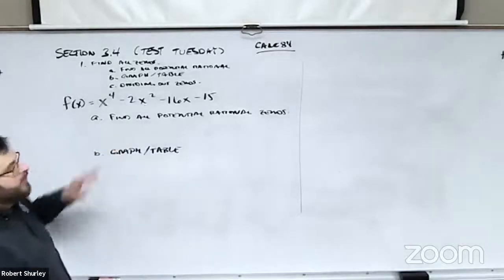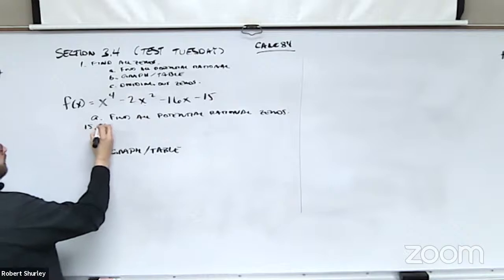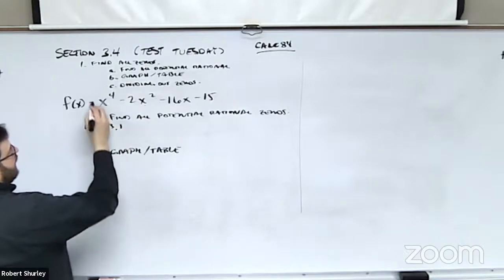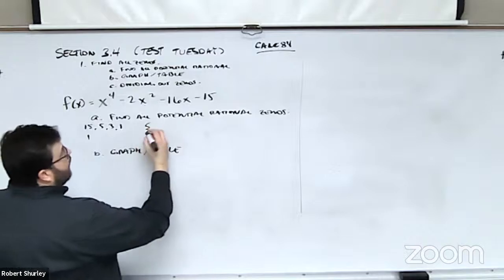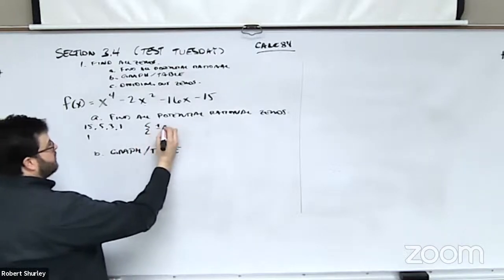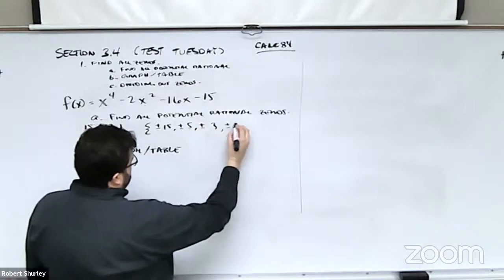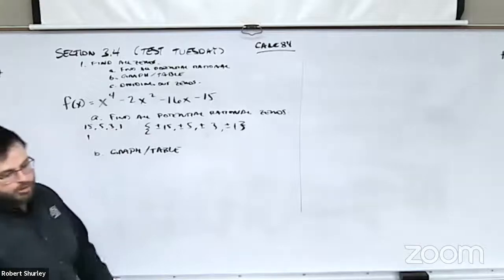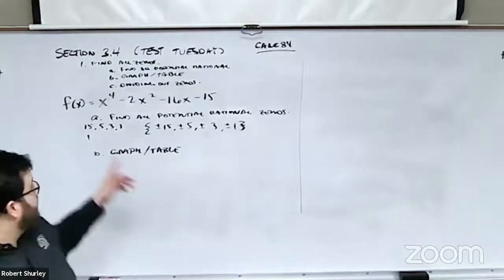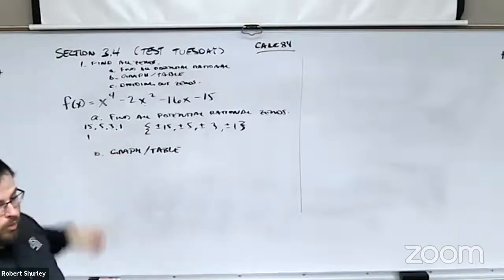Then I'm going to find all the rational zeros. My constant is 15, so 15, 5, 3, and 1. And my leading coefficient is 1, which is nice. So again, the rational zeros are going to be nice integers: plus or minus 15, plus or minus 5, plus or minus 3, and plus or minus 1.